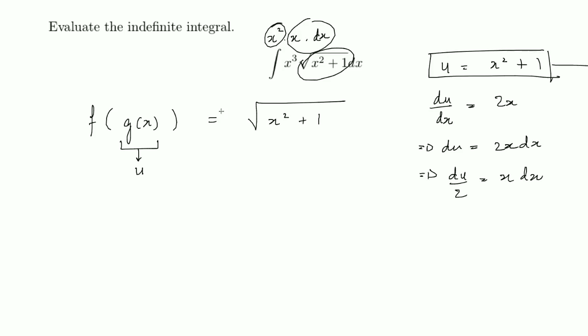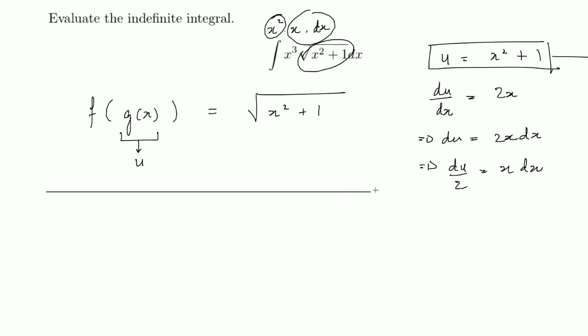So let's start the sub. Inside the integral, what we're going to have, the x squared plus 1 under the square root gets replaced by the square root of u. The rest of it gets replaced by u minus 1 times du, and I'm just going to multiply this whole thing by a half to account for this 2 over here.